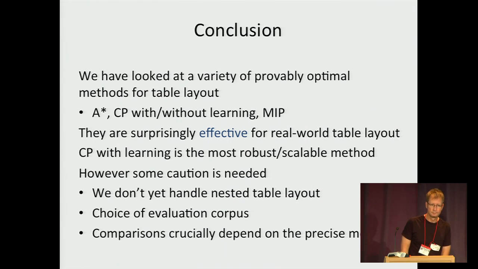So, what's the conclusion? Firstly, we've looked at a variety of provably optimal methods for table layout. Previously people had looked at MIP. Well, we've extended that by looking at A*, CP with and without learning, and we found that they're surprisingly effective for real-world table layout. You could actually use them in practice. CP with learning, at least with our experiments, came out as the most robust and scalable method.